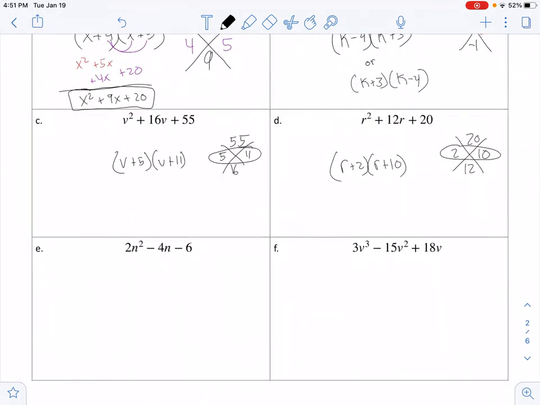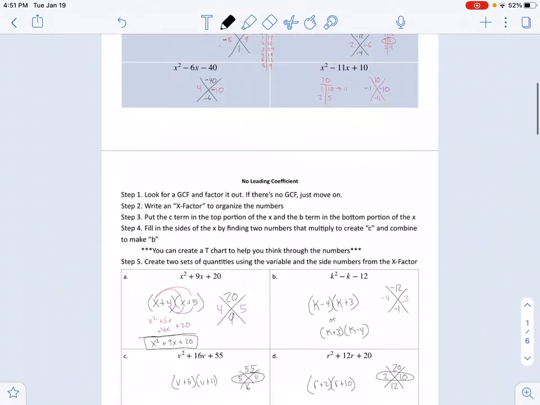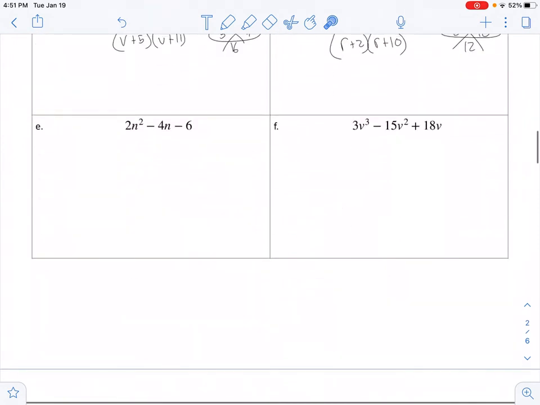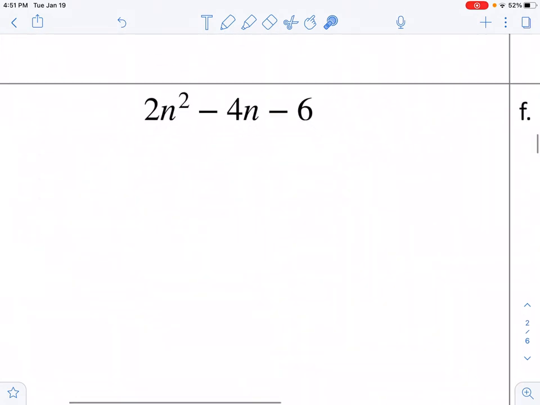All right, these last two examples, you're probably not going to see this today on your own practice, but I wanted to show it to you anyways, and that is that our first line of defense is to always look for a greatest common factor first. So in this one, we have a greatest common factor of 2. That means that all three of my numbers here could be divided by 2. I could divide a 2 out, and that would leave me with n squared minus 2n minus 3.